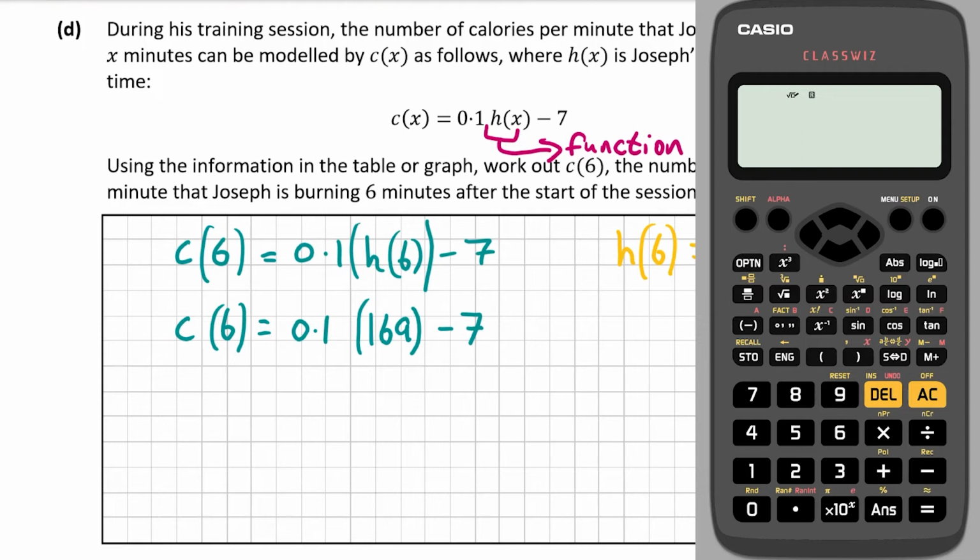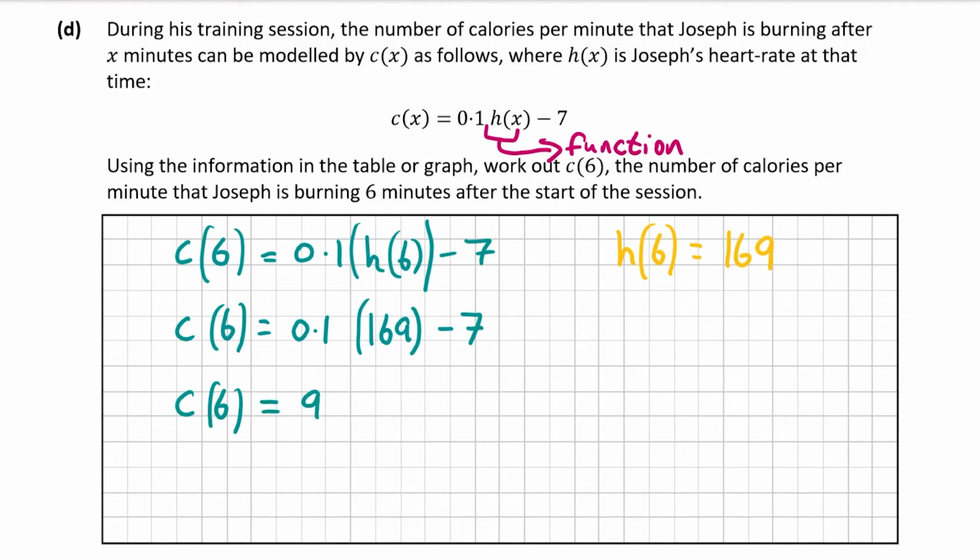So you can do 0.1 times 169 minus 7. And you get 99 over 10. Or by clicking S to D, you get 9.9. And both answers are valid and you'll get full marks for both answers.